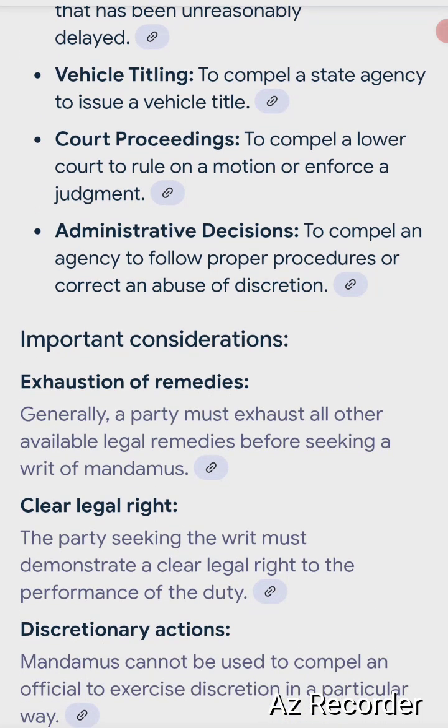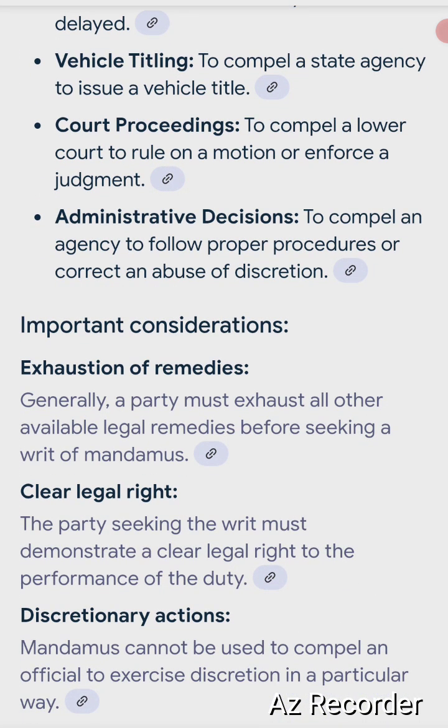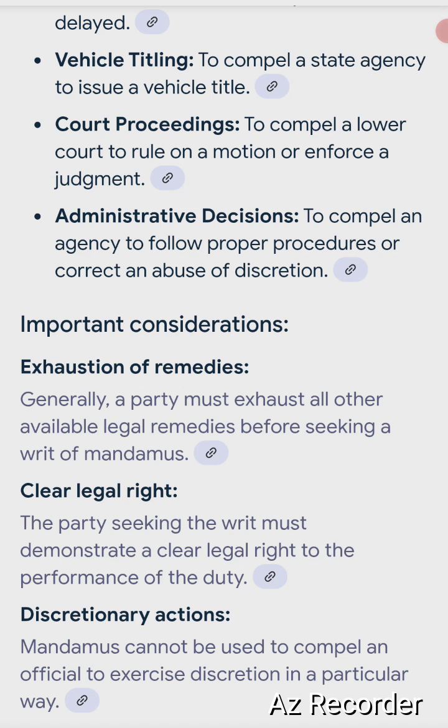Important considerations: exhaustion of remedies. Generally, a party must exhaust all other available legal remedies before seeking a writ of mandamus. Before seeking a writ of mandamus, you must exhaust all other available legal remedies. So this is your last recourse. All right. Clear legal right. The party seeking the writ must demonstrate a clear legal right to the performance of the duty.